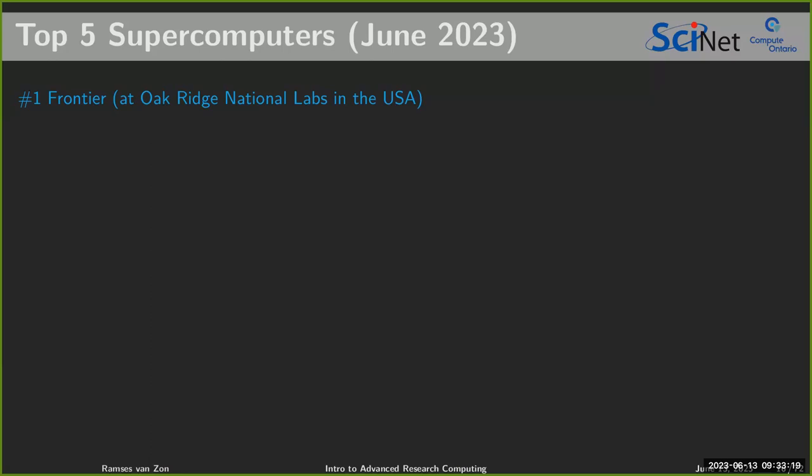So the number one at the moment, the list was updated in May, but they call it the June list, is Frontier in the USA at Oak Ridge National Labs. And it consists of almost 10,000 nodes. Each of those nodes has 64 cores. So it's a multi-core machine, but it is also a cluster. Each of those nodes has 8 GPUs, or 4, depending on how you count, but let's say 8 GPUs. And so it has all three layers: cluster, multi-core, and GPU.